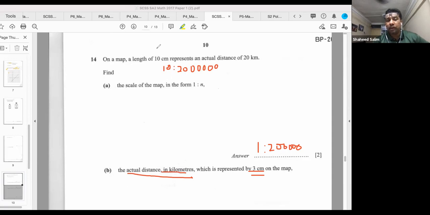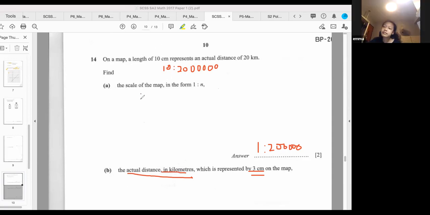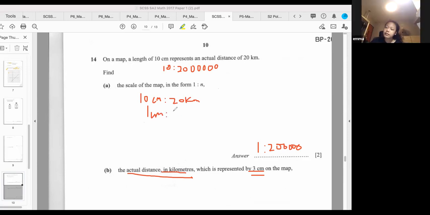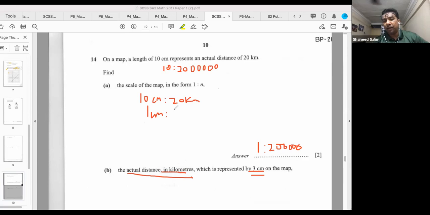Okay, down here, 10 cm. This for the bottom one. 10 cm is 20 km. Correct. So now 1 cm is how many km? I divide by 10. 2. Now you can use this one for this one. So you want 3 cm. How many km?